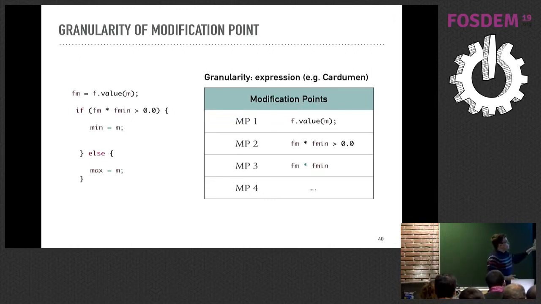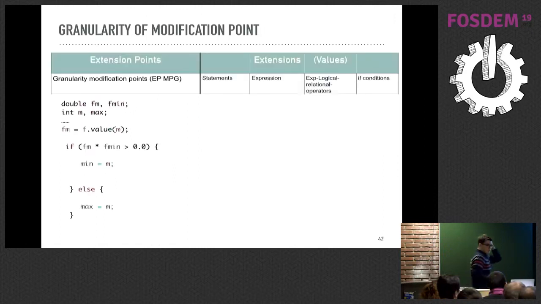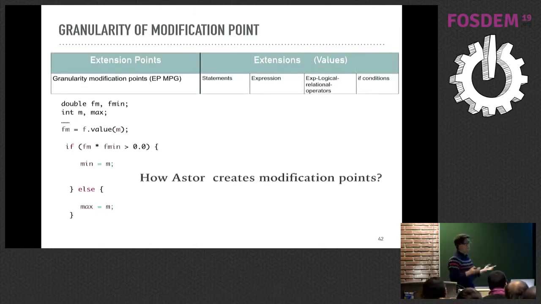So, see another example. Instead of working at the level of expression, we want to work at the level of Boolean expression. We want to modify only expressions whose evaluation is Boolean. So with this extension point, we can choose which granularity we want to work at. That means at which granularity we want to generate a patch. Here we provide 3 or 4 different implementations, but you can create more.